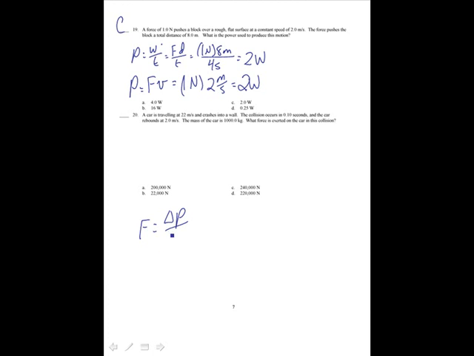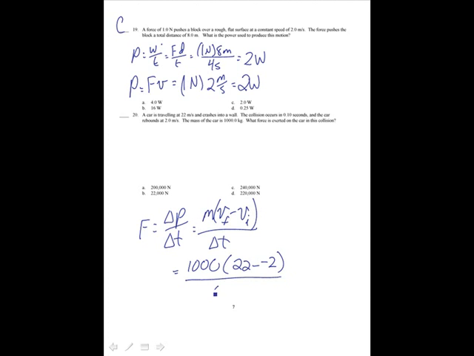My force is delta P over delta T. That is m times (v final minus v initial), my change in momentum, over delta T. So I have 1,000 times (22 minus negative 2) all over 0.1. That's 240,000 newtons. 240,000. That looks like it's C. Number 20 is C. Be careful with your signs here. Make sure that you get your negative 2 for the rebound.